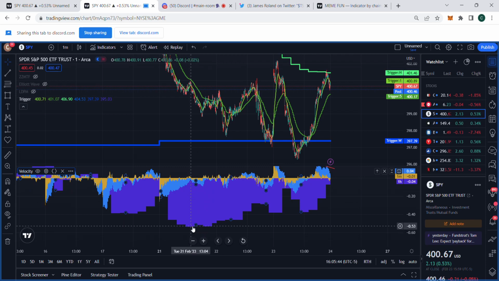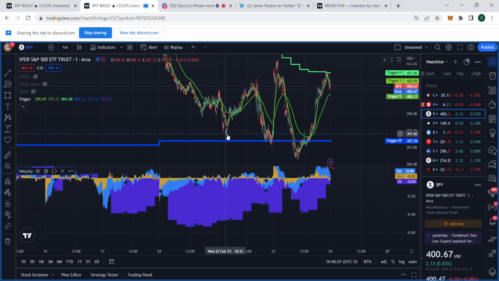It was put in right here on Tuesday at 13:04. And you can see price during this time was all the way up here. So we'll take this as our first low with the most extreme velocity. And then from there, price makes a new low. Obviously, velocity is not as extreme as here. So this is one bullish divergence.